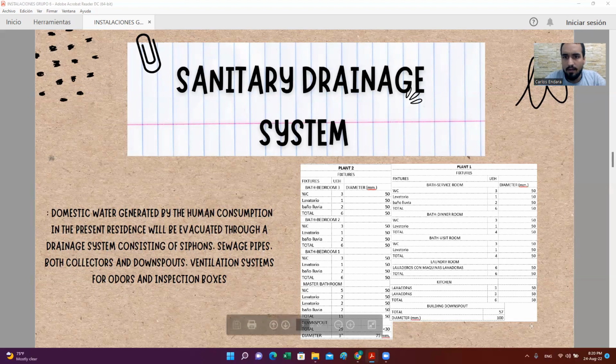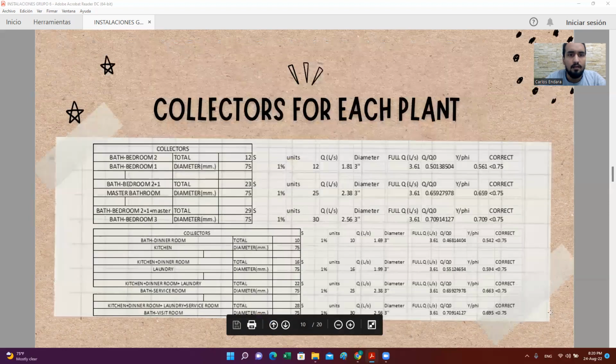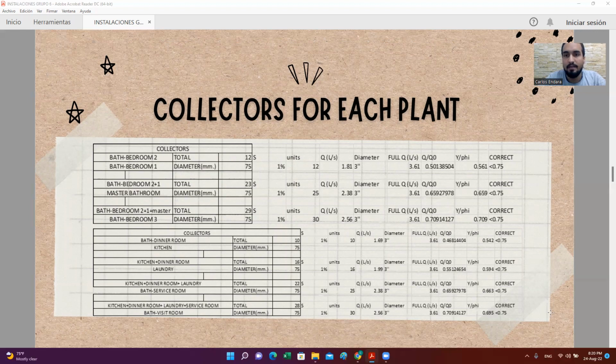As in plan one, we base it on the same calculation. Now for the collectors of each plant, this needs to fulfill a requirement, which is getting the relationship between the elevation of water compared to the diameter of the piping, and we can say that all of these were correctly checked.